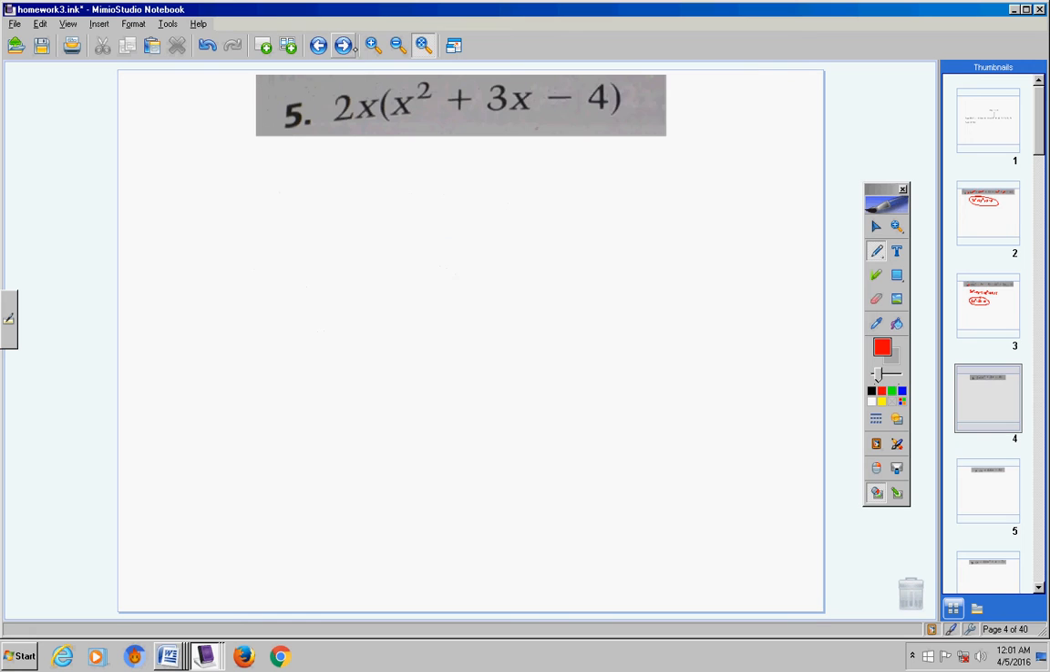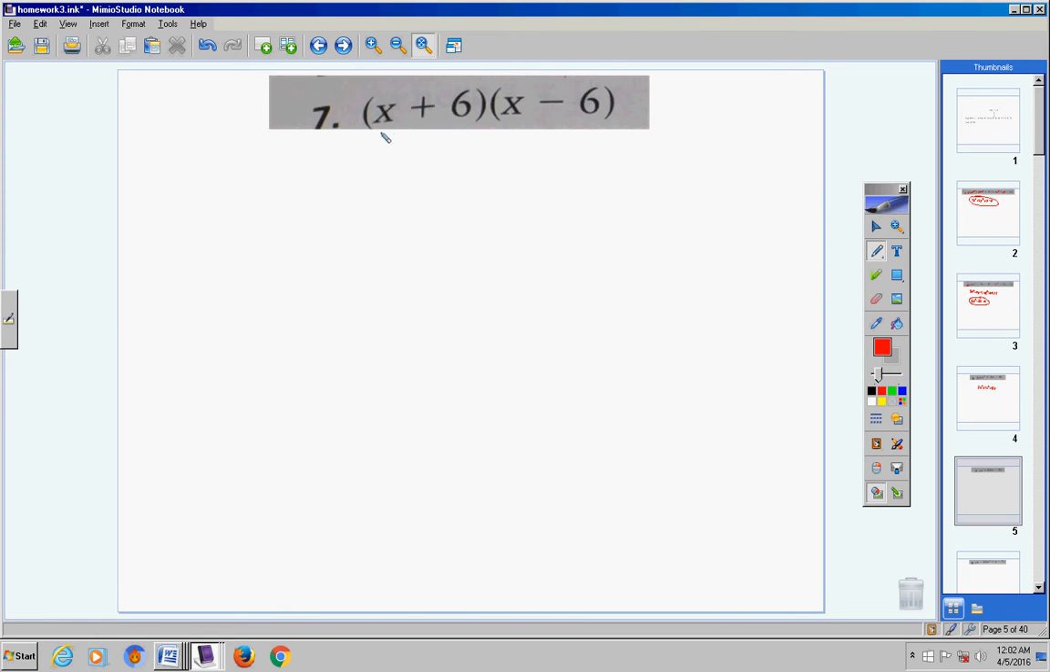Moving on to number 5. Okay, now here, we're multiplying this 2x times this parentheses. So we're going to take the 2x and we're going to multiply it through. So 2x times x squared is 2x cubed. 2x times 3x is positive 6x squared. 2x times negative 4 is negative 8x. Alright, there we go. There's no like terms that we can combine. That is our final answer. Let me check the back of the book real quick. And that is correct.